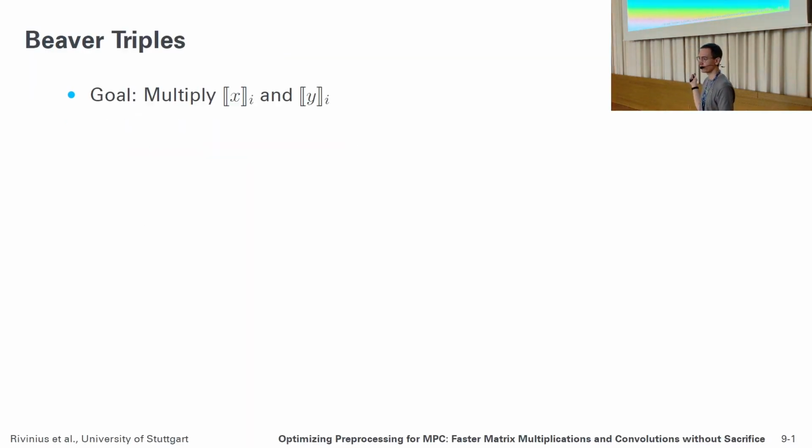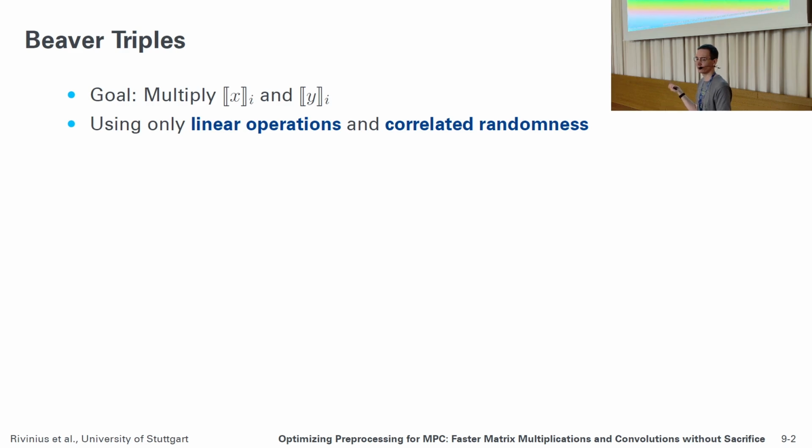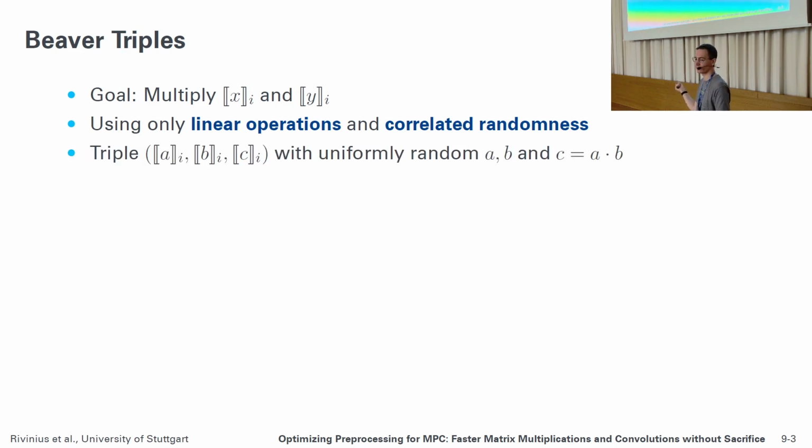And with Beaver triples, your goal is to multiply two shared values, and you want to do this only with linear operations, because that's all you can easily do on the shares. For that, you use the correlated randomness, the authenticated triple (A, B, C), where A and B are uniformly random and C is the product.